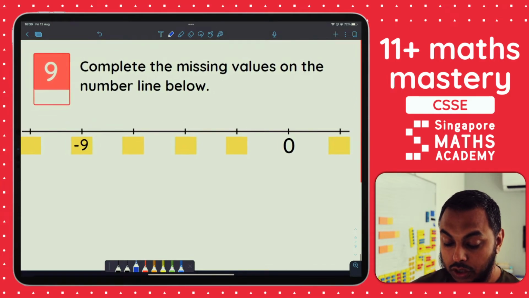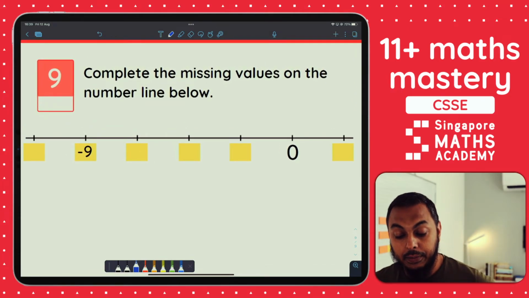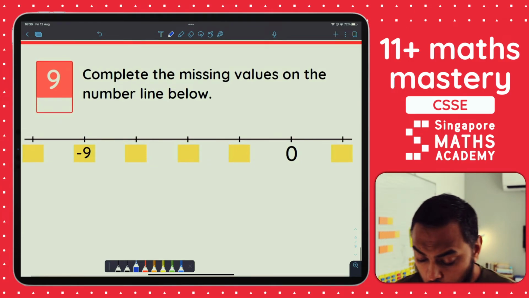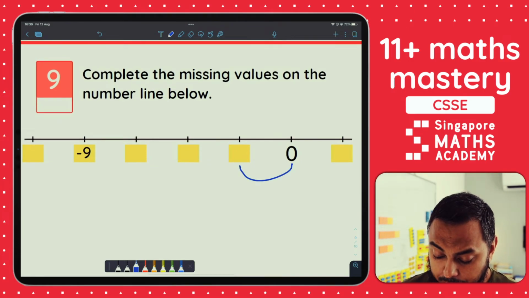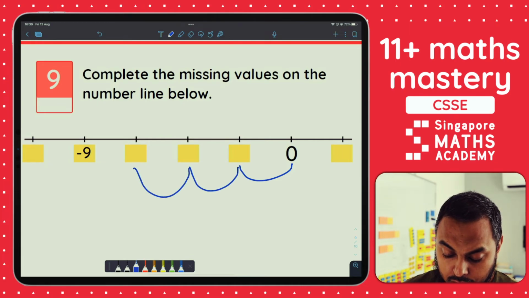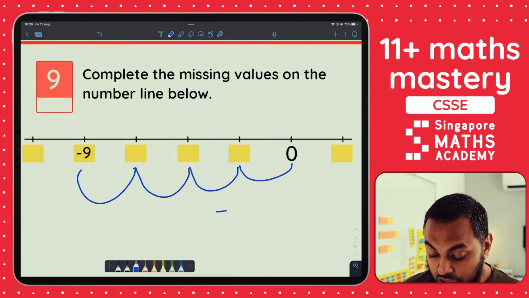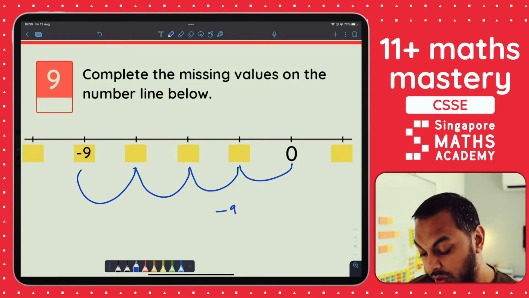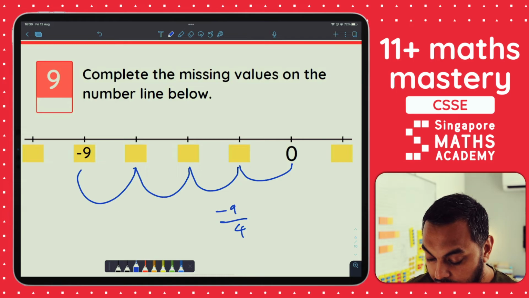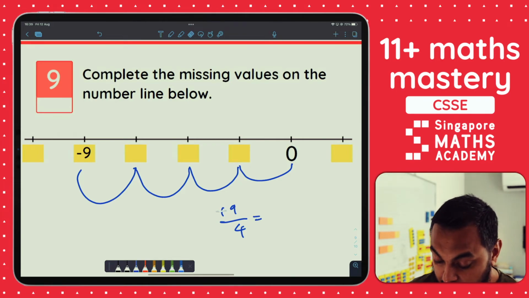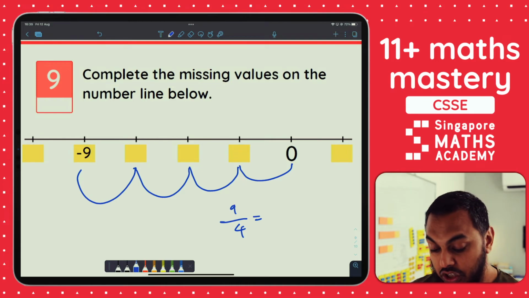Bit of a tricky one. Complete the missing values on the number line below. Seems quite simple at first, but then we realize from 0, we're jumping 1, 2, 3. We're making 4 equal jumps to get to -9. So each jump must be -9 divided by 4. If we just think of it as +9 for the time being, we don't have to worry much about the negative at the moment. That will tell us how much it jumps by.